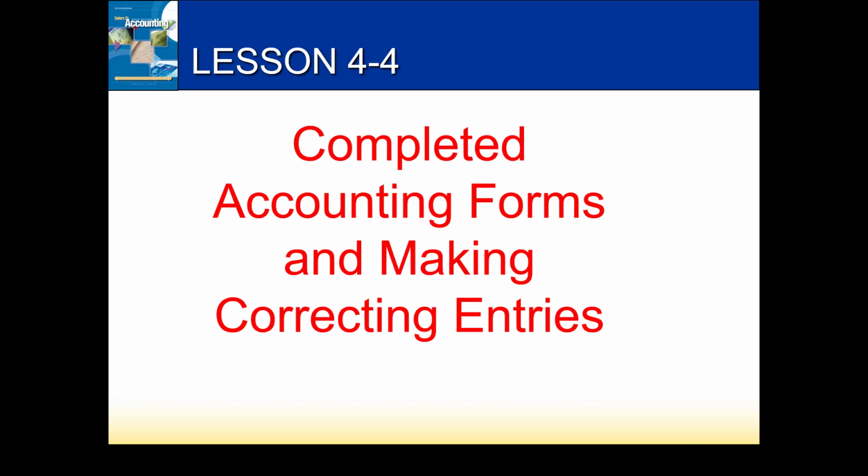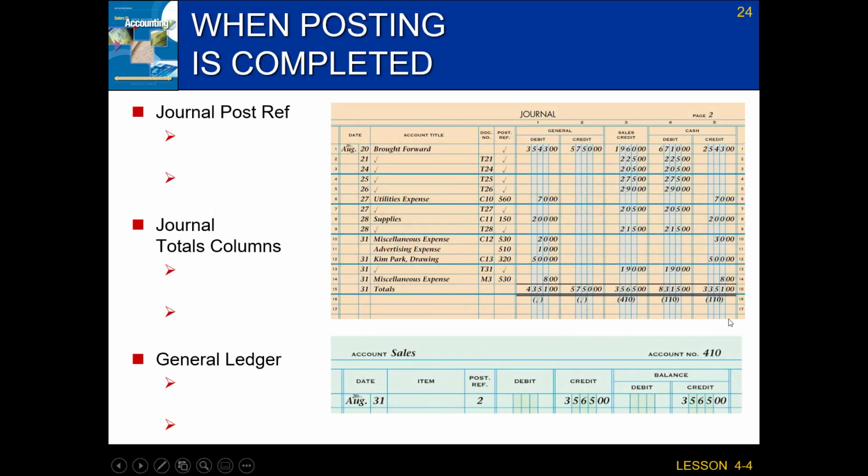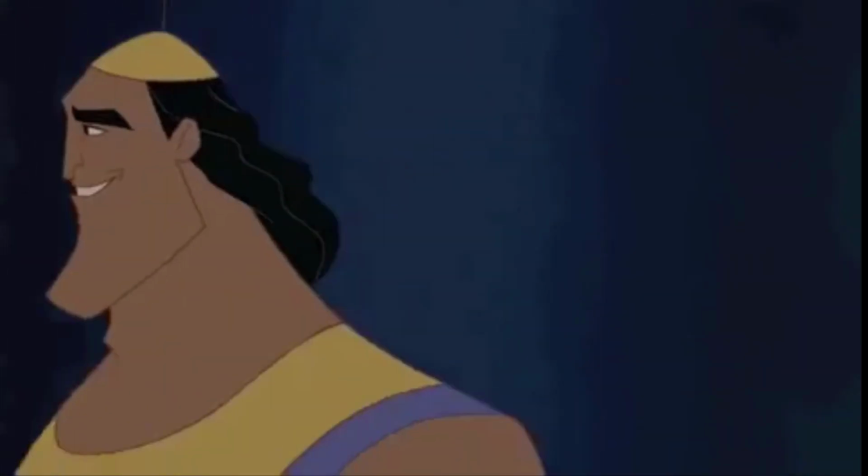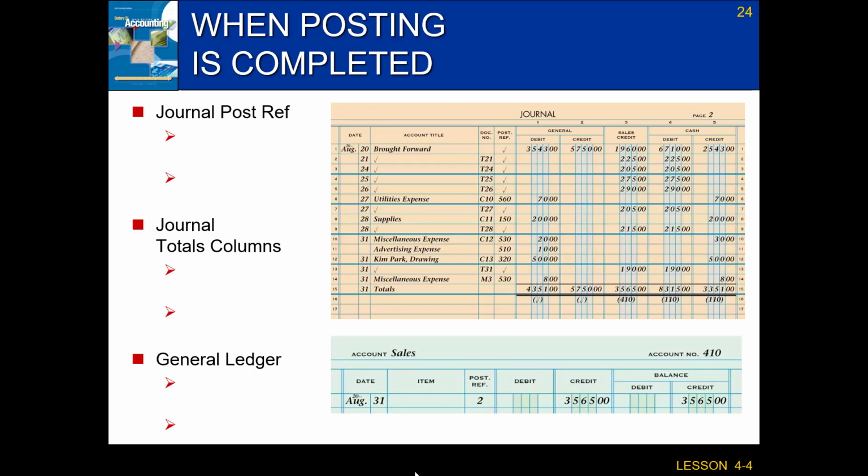Lesson 4.4 is all about completed accounting forms and making correcting entries. So the first thing we want to talk about is what happens when posting is completed. Mission accomplished. And you're going to know that your mission is completed when you have checked 3 different things.